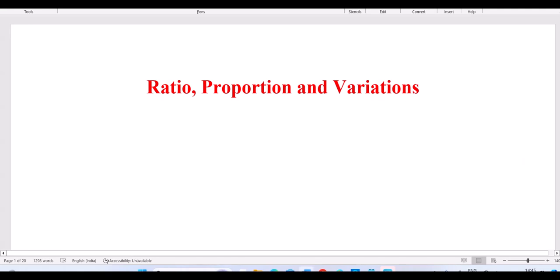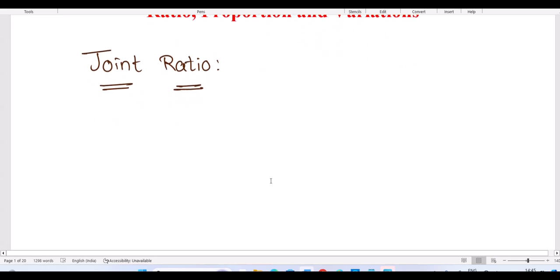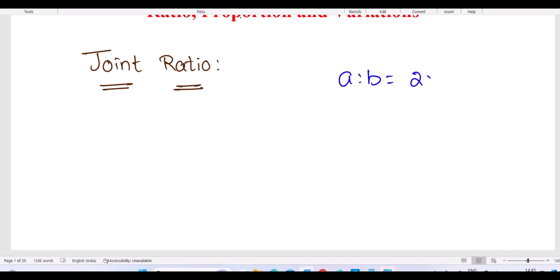In today's session, let me start with joint ratio first. We are done with duplicate ratio, triplicate ratio, sub-duplicate ratio, all those things. Now let us see about joint ratio. What is this joint ratio? Let us say they may give in the question A is to B ratio is 2 to 3, B and C is 4 and 5.